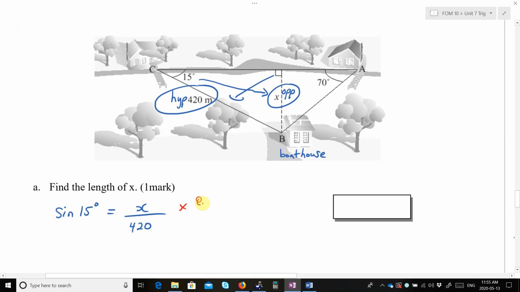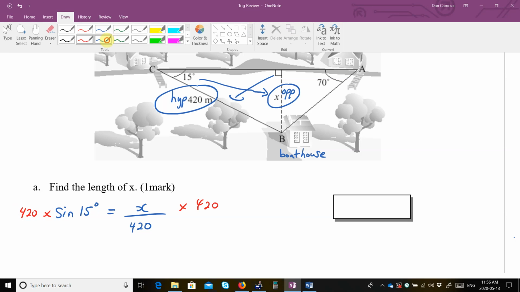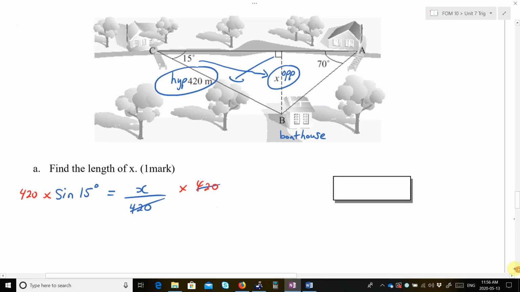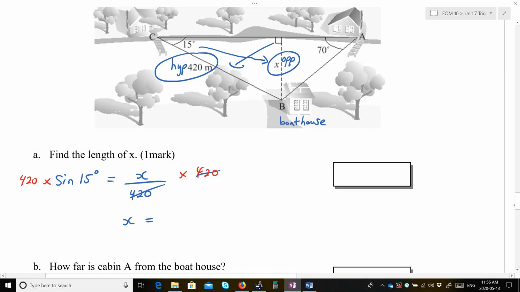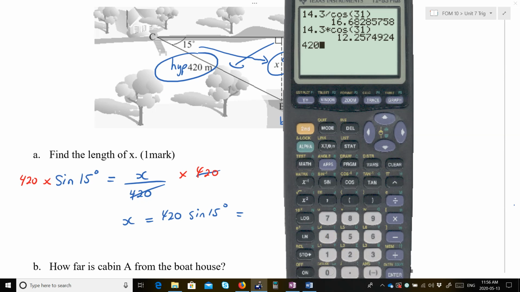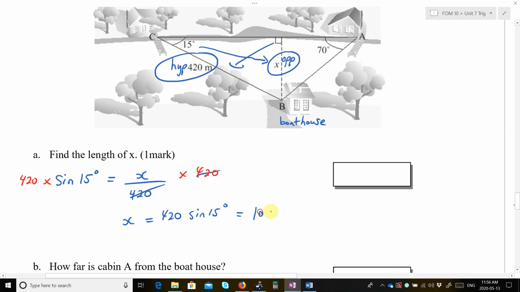And then multiply both sides by 420 to get x by itself. So x is going to equal 420 sine 15 degrees. And we end up getting 108.7. And that's going to be meters. So I'll put 108.7 meters right there.